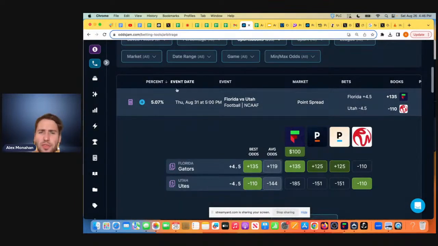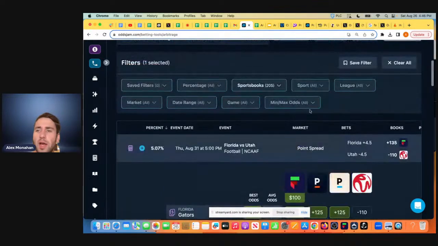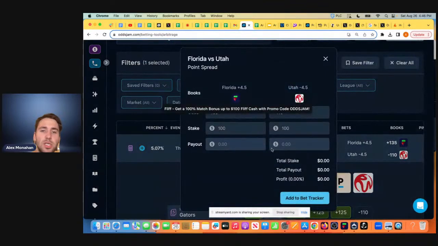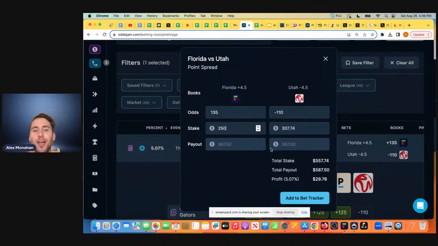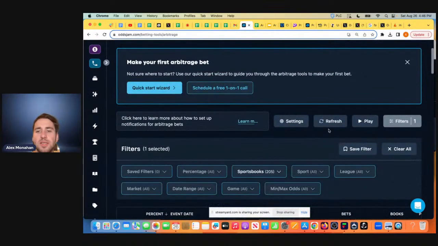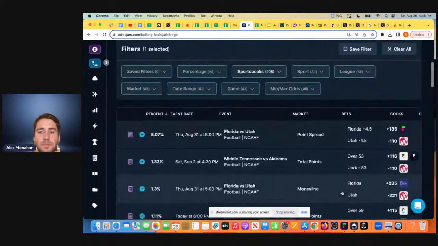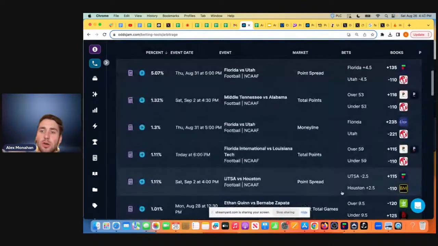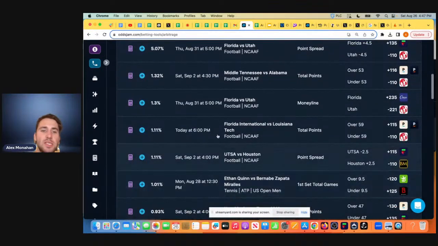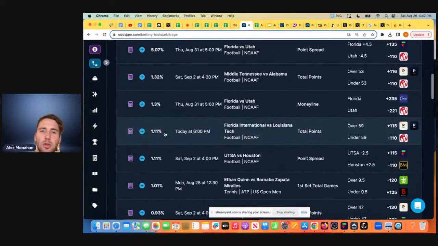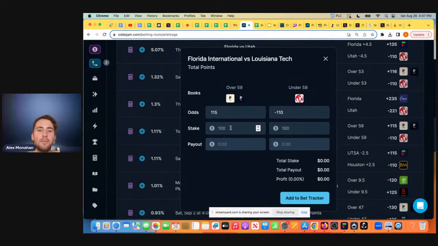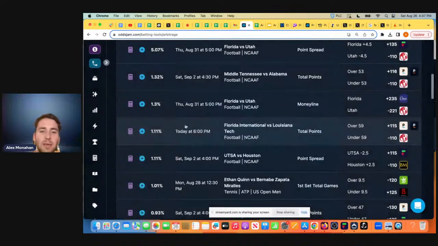So this game is on Thursday, August 31st. So this game's a few days away, right? It's about a week away. So essentially, by the time it's August 31st, we're $30 richer. That's literally how it works. And what's great about this is your returns compound really quickly, right? So this arbitrage bet, sure, it's a little lower of a percentage, 1.11%, but still, this game is today.